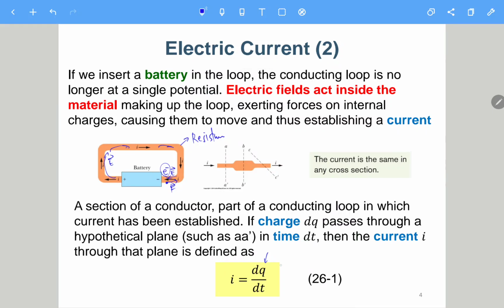So far we already know that for Q, the SI unit is C, and for time, the SI unit is second. So this is coulomb per second, but actually we have another unit, A, which is ampere.